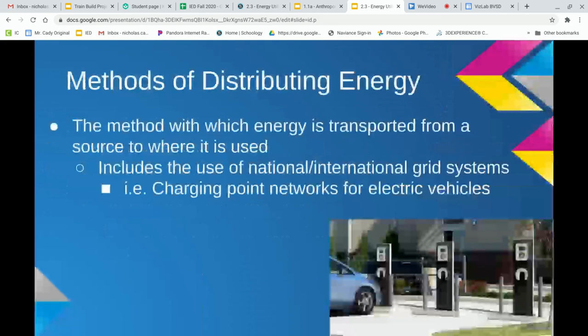Methods of distributing energy. The method with which energy is transported from one source to where it is used. This includes the use of national and international grid systems. Charging point networks for electric vehicles is the example given here. And you may have seen these. I know there are some Tesla charging stations around our communities in the state of Colorado.